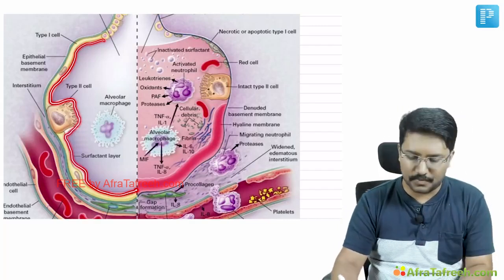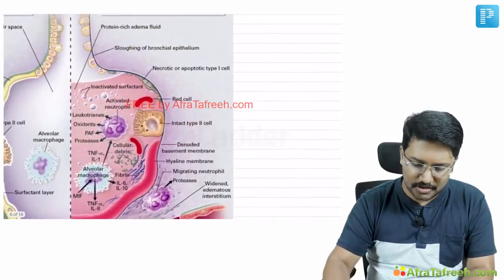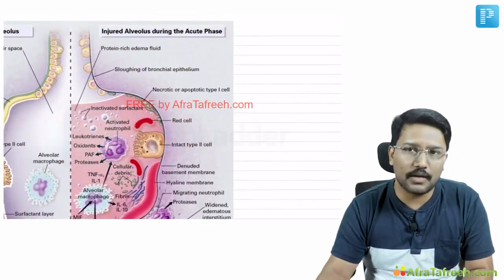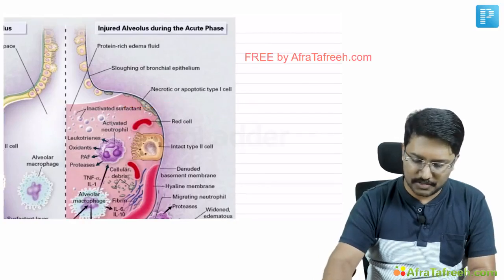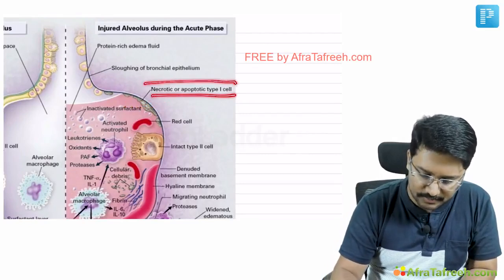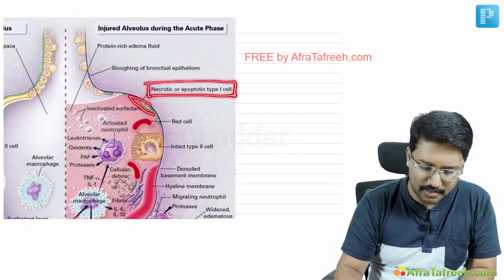That's the normal situation. Okay, on the other hand, you can see the changes that are happening in alveoli which is induced during the acute phase of ARDS. The first change you will notice is there is sloughing of the epithelial cell, mainly the type 1 cell. That's the one which is mainly affected.